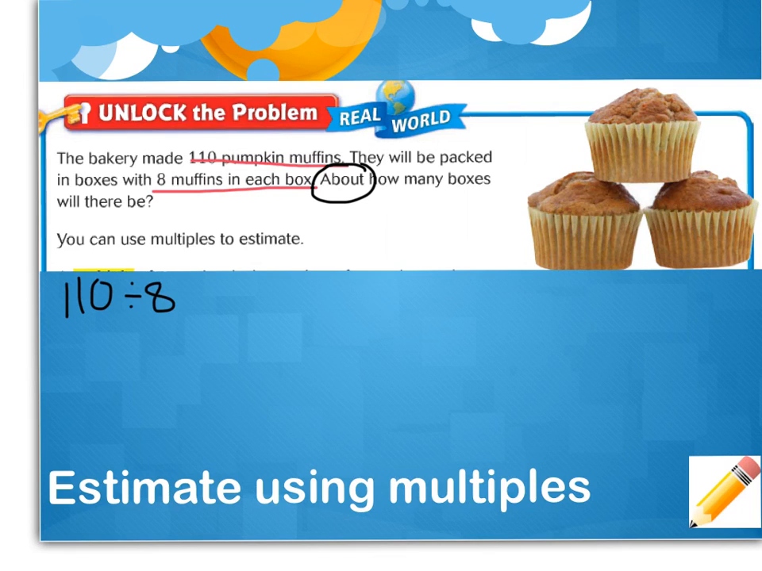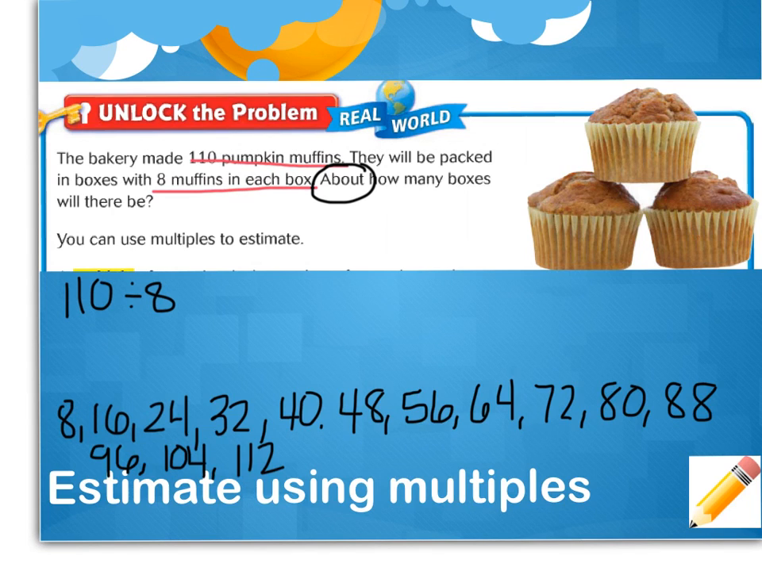My basic facts bring me up to 8 times 10, which is 80. To solve 110 divided by 8, I can't use a basic fact, so I'm going to think of multiples. To start, I'll list multiples of 8: 8, 16, 24. Go ahead and list multiples of 8 until you get past 110. Then replay to see how you did.